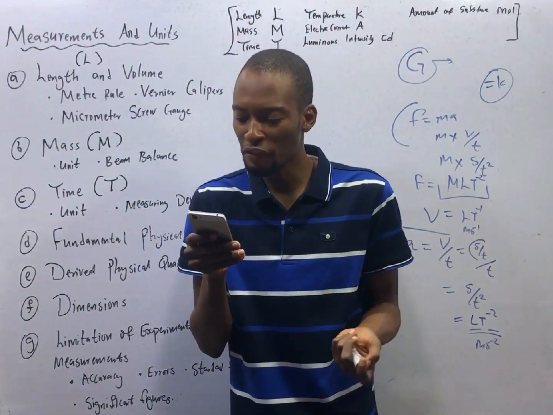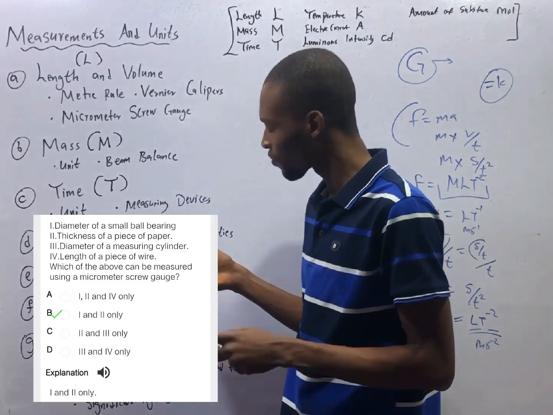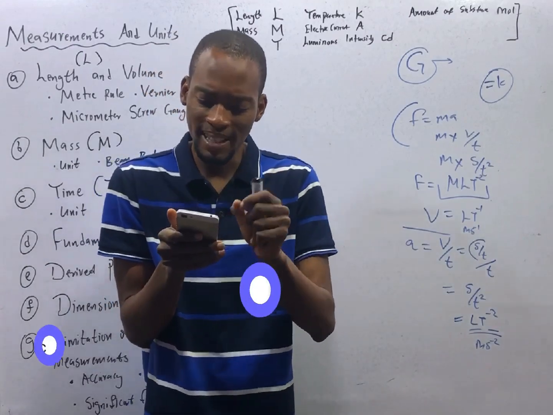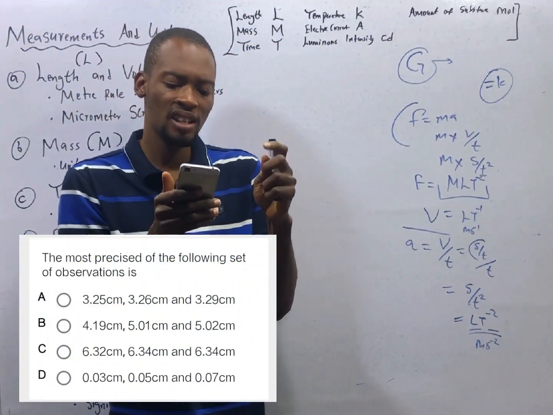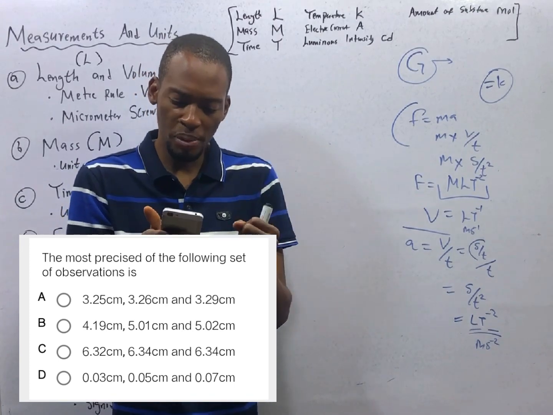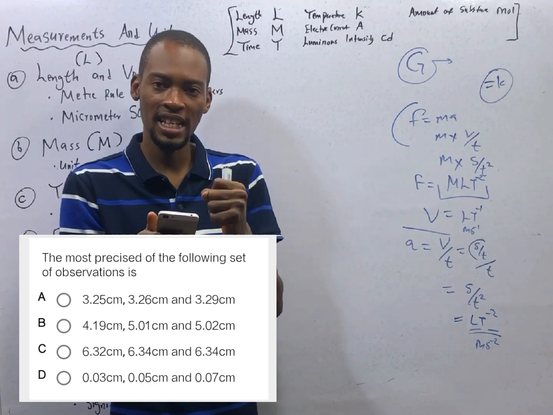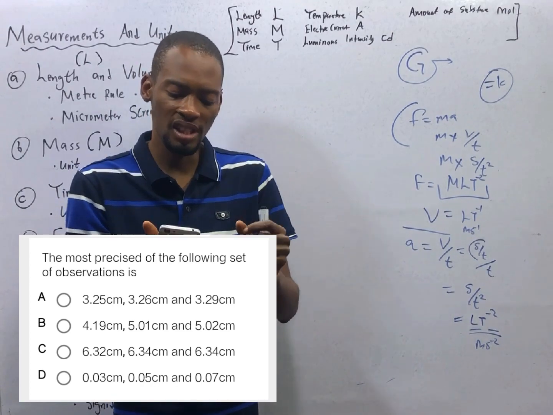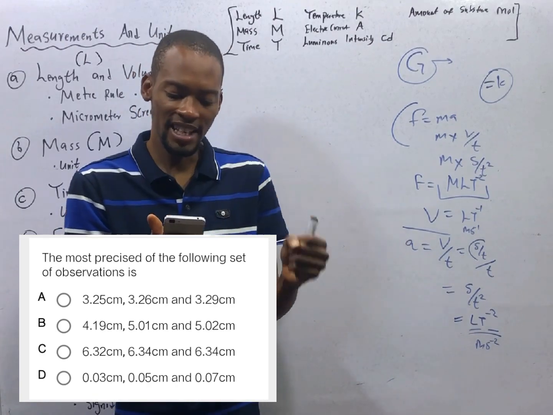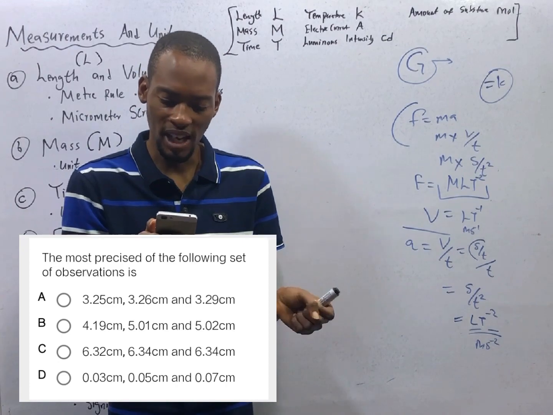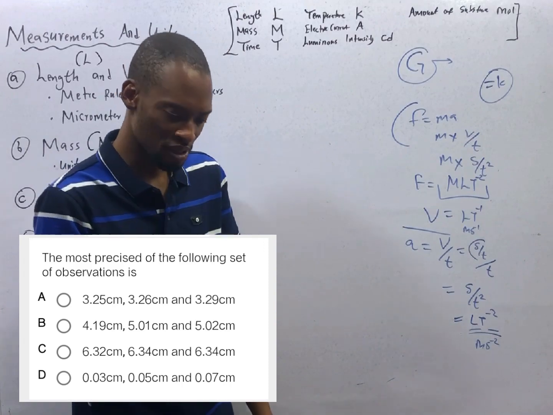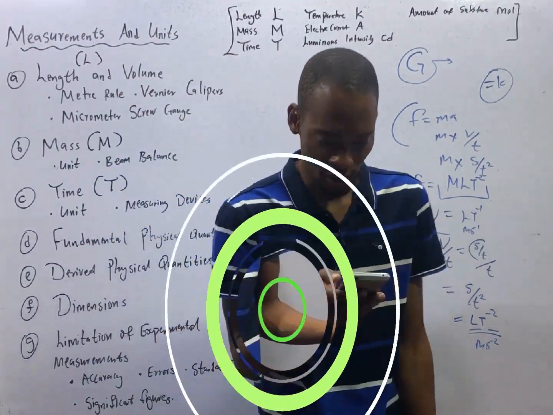the most precise of the following set of observation is dash. I will give you this to do, not assignment. To look for the most precise out of the options, in option A, check the biggest value, check the smallest value, subtract. Option B, check the biggest number, check the smallest number, subtract them. Option C, the same. Option D, the same. The one that will give you the smallest answer is the most precise. So that is option C being the correct option.